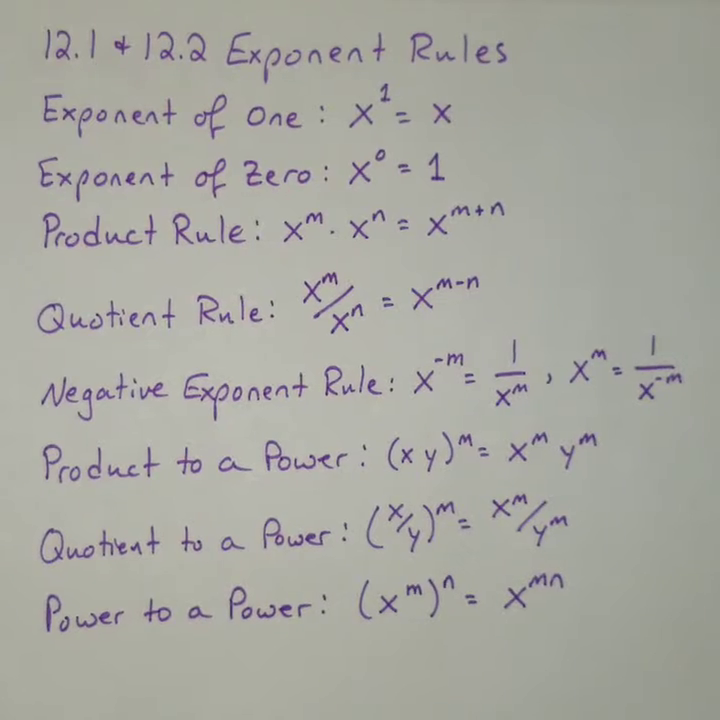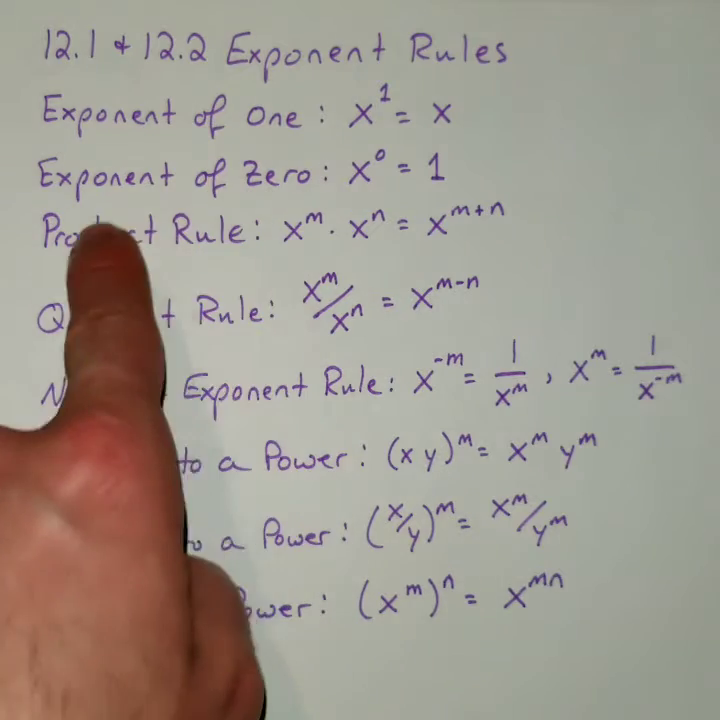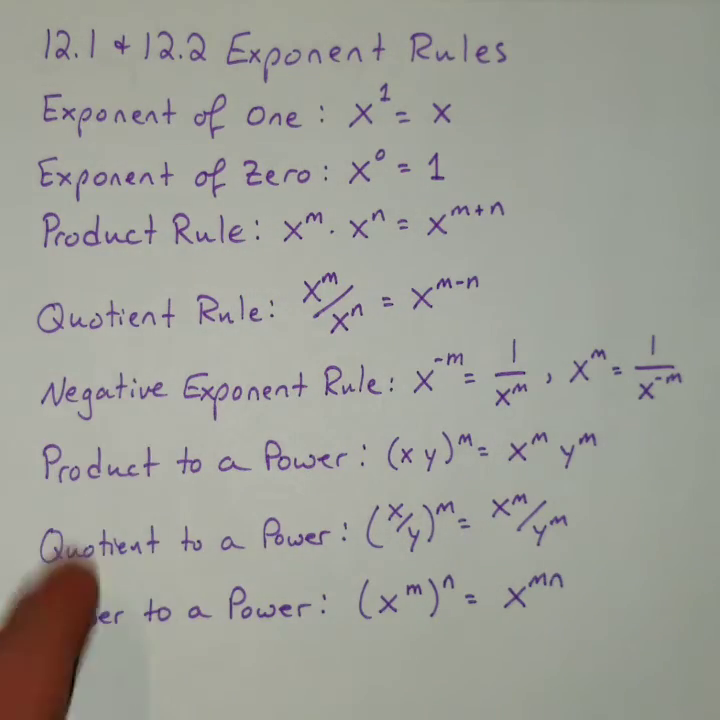Alright, I'm just going to wrap up sections 12.1 and 12.2. Just a quick summary here of all of the exponent rules in those two sections. We've got our exponent of 1, exponent of 0, product, quotient, negative exponent rules, there's two of them, product to a power, quotient to a power, and power to a power. So we've seen all these rules, now we're going to put them to use.